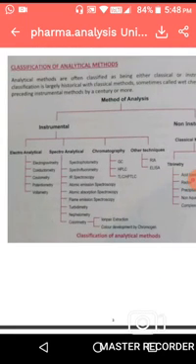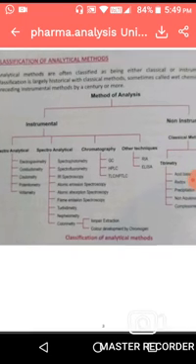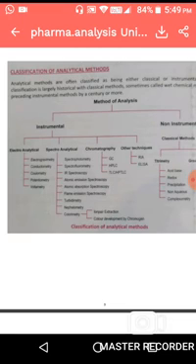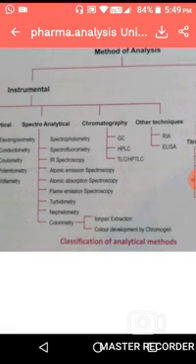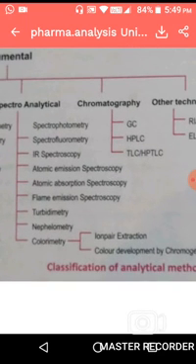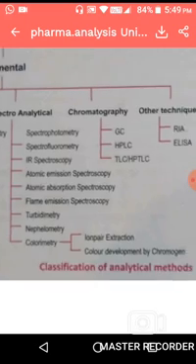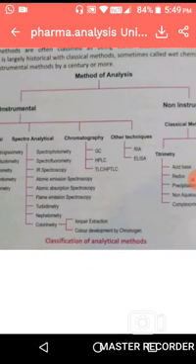voltammetry. Now spectroanalytical. Spectro is a hint of spectrum, that is infrared and so on. So spectroanalytical means we are using the spectrum somewhere in the technique for finding the strength of the given sample. There are many techniques mentioned, like IR spectroscopy, IR being infrared, and atomic absorption spectroscopy. Now let's move to chromatography.